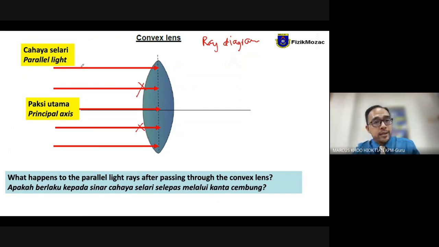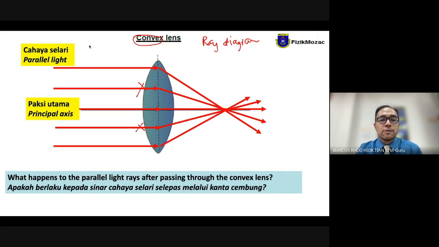But the idea is this: when we see a convex lens, we need to remember that it is a converging lens. So after it passes through the lens, it will meet. Just find a spot on your paper and make sure that the light rays, just draw a straight line across like that.